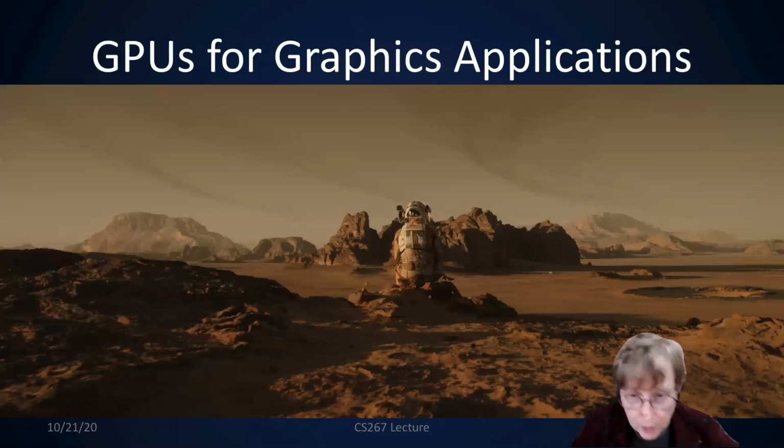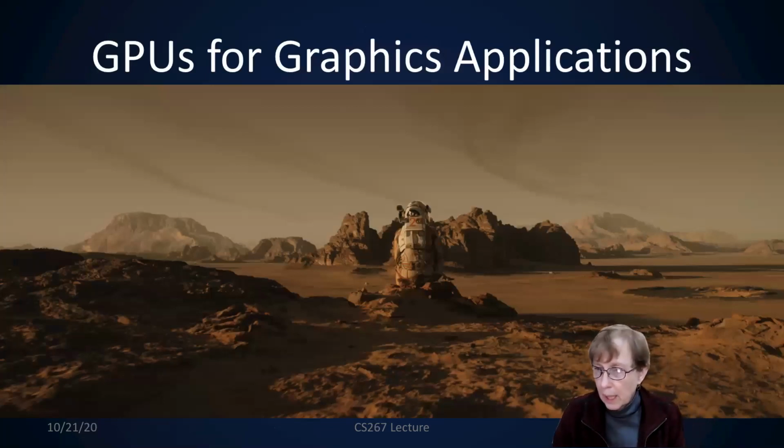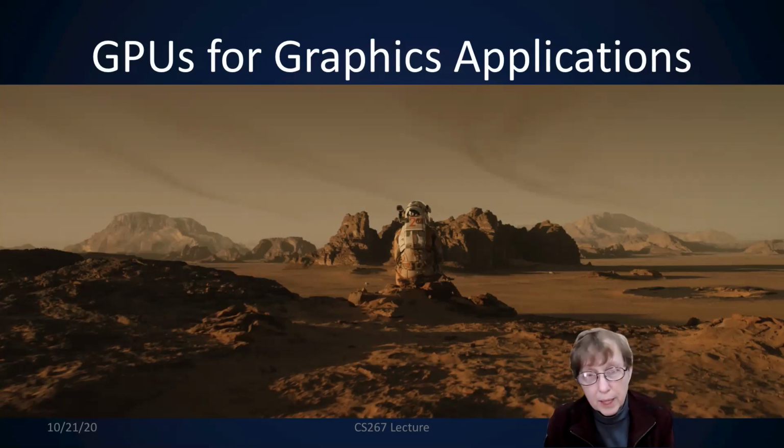So where did GPUs come from? Well, GPUs originally came from graphics applications, of course, as the name suggests. And graphics applications included things like games, which Jim talked about last week in his Sources of Parallelism lecture. This is an image from the Martian movie. And this is really about the fact that now graphics processing units are also used a lot in making films.